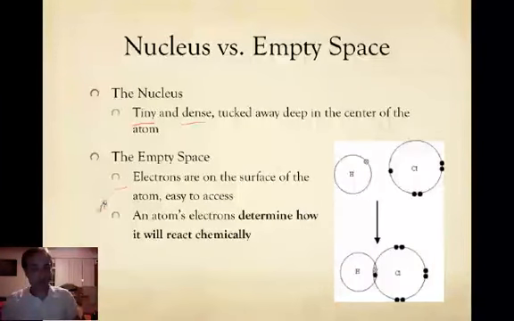And it turns out that this idea actually leads to another idea: it's atoms' electrons that determine how they will react chemically. So in chemistry, when we're talking about chemical reactions, what we're really talking about is how these electrons are interacting. Most chemical reactions, when it comes down to it, are all about how the electrons are behaving.